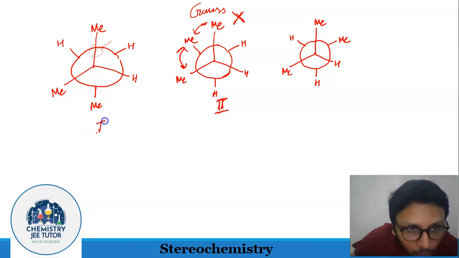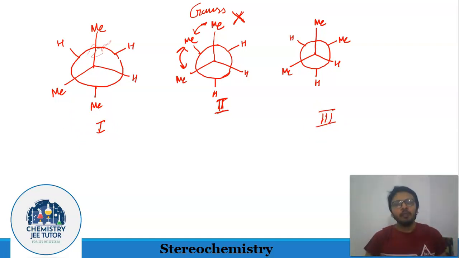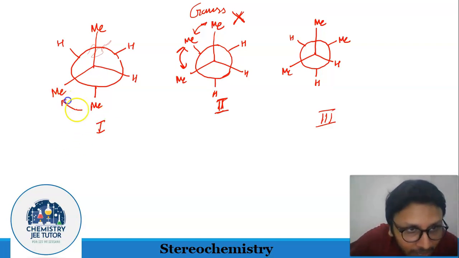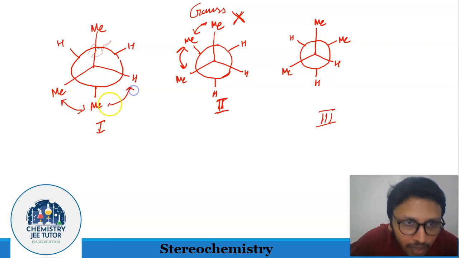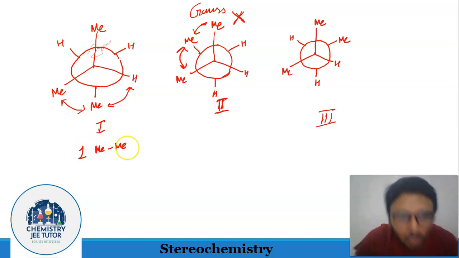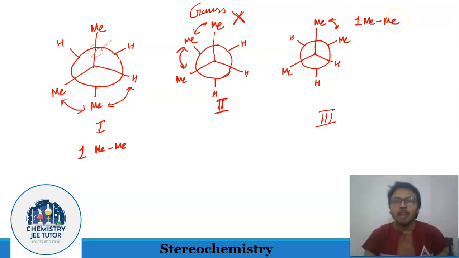Now let us look at number 1 and number 3. First of all, can you distinguish between the two? You can distinguish, but let us see the interactions. See here, there is a methyl-methyl interaction and the others are all methyl-hydrogen. Here also there is one methyl-methyl interaction, and the others are again all methyl-hydrogen. So both 1 and 3 are of the same energy.